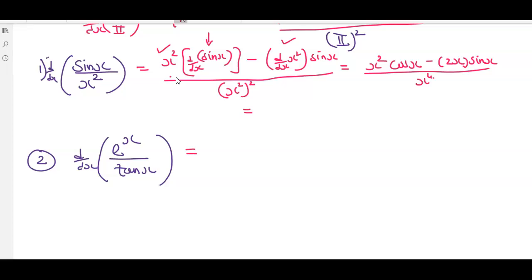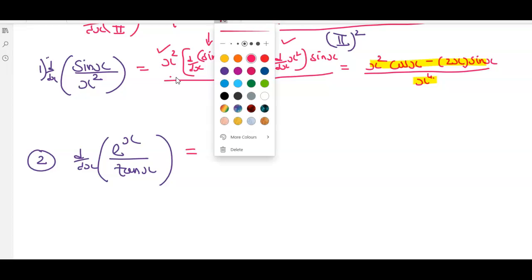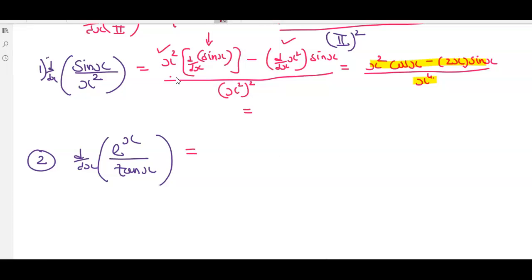Now once you have applied the formula over here, you need to know whether something is common. We can take it off to make it more simpler. Yes, we can do that. In x square and 2x, we have x common. Now it is x into cos x minus sin x whole upon x to the power 4.